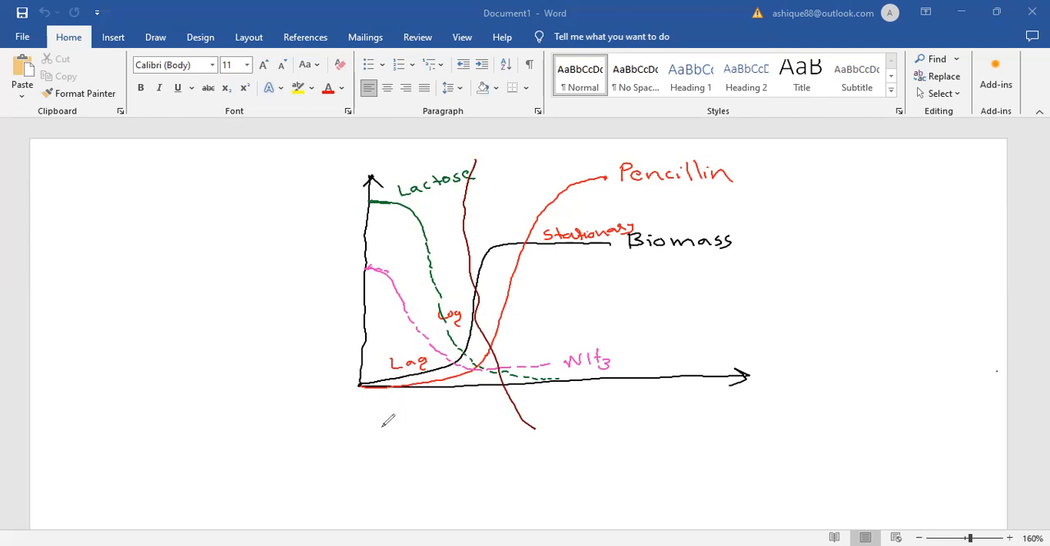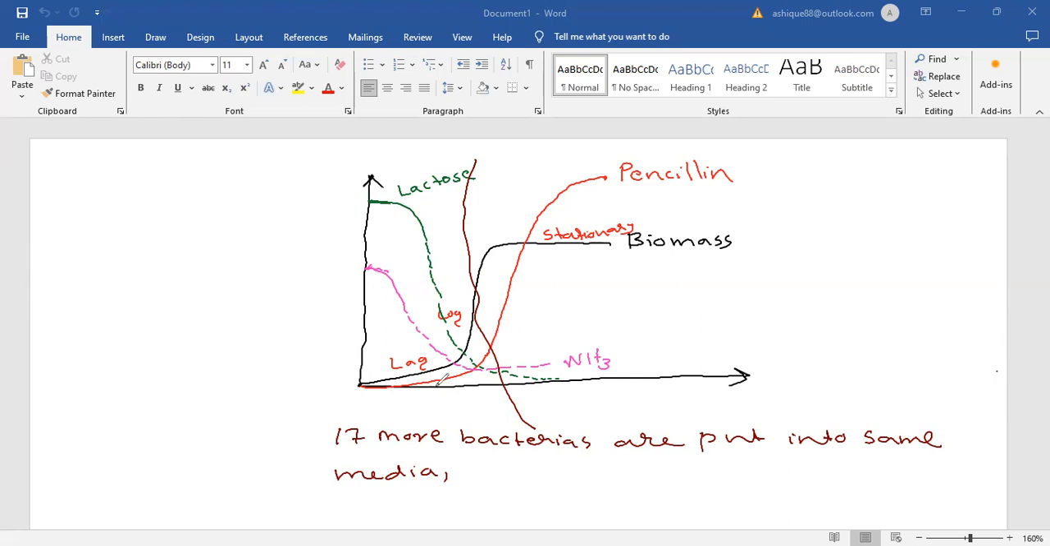If more bacteria are put into the same media, if I am putting a greater amount of bacteria into the same media, what will happen? Then there will not be the preparatory stage, because during the lag phase only they were preparing for growth, right?